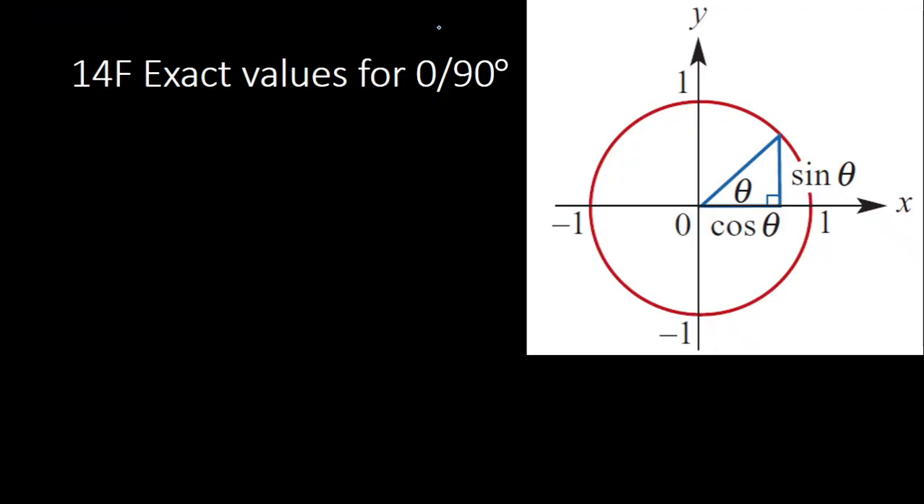Alright, so that's what we have for 14E. So it's about the symmetries. Moving on to 14F, we're going to look at exact values of sine, cos, and tangent for specific exact values. The first exact values we're going to look at are 0 and 90 degrees. 0 in radian is 0. 90 degrees in radian is pi on 2.